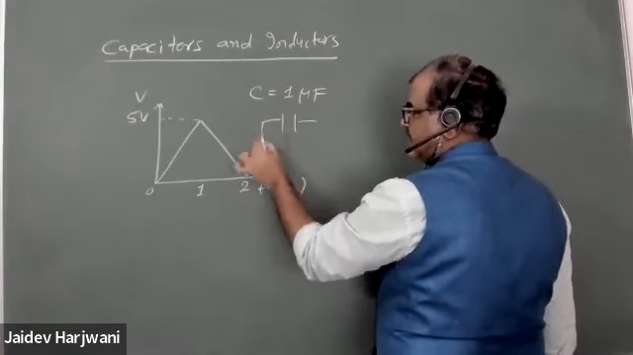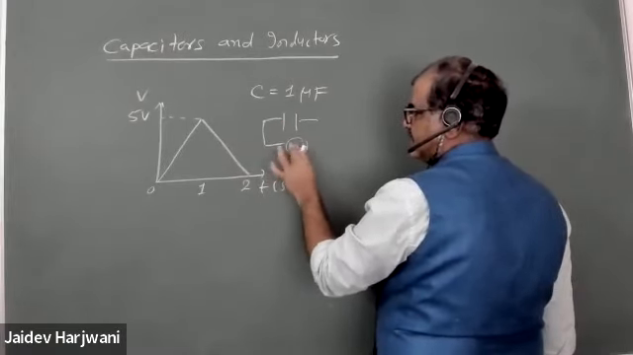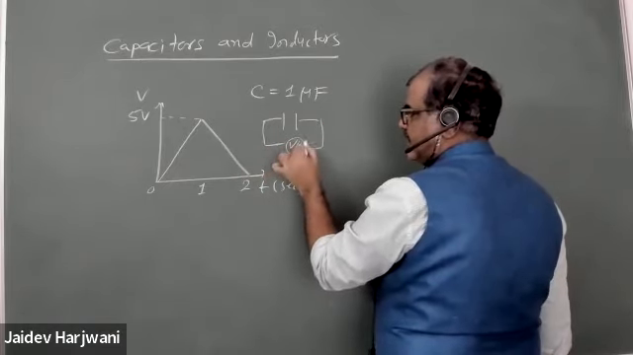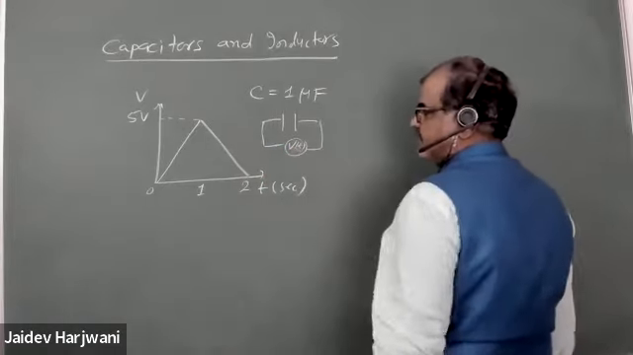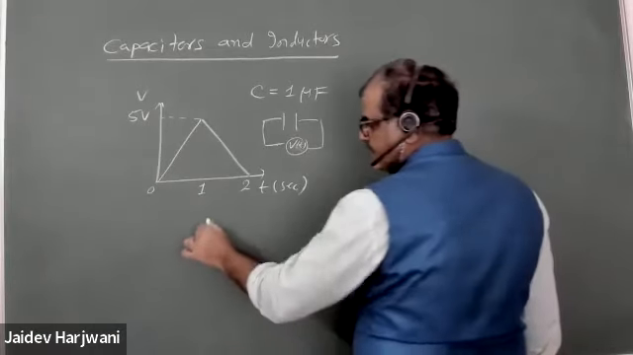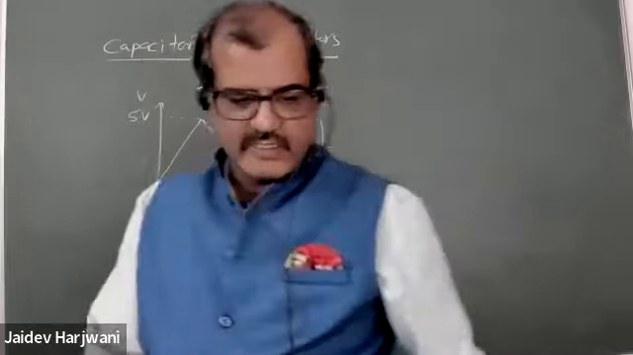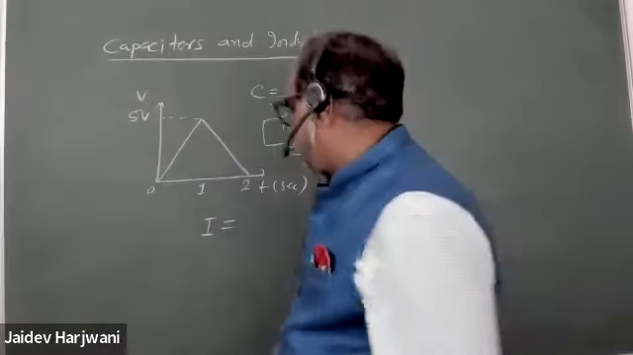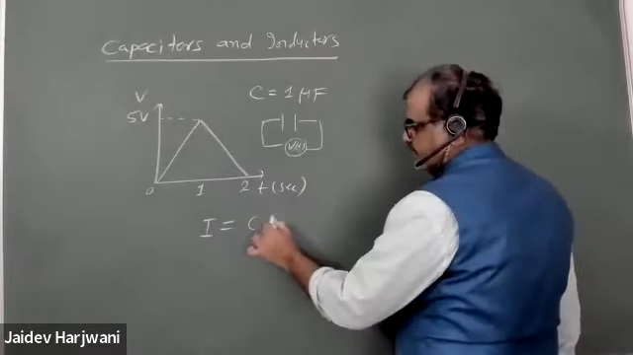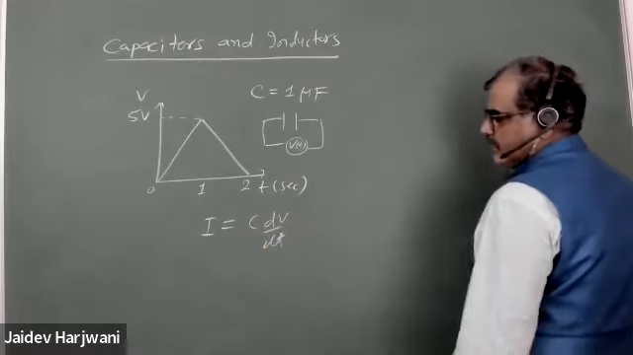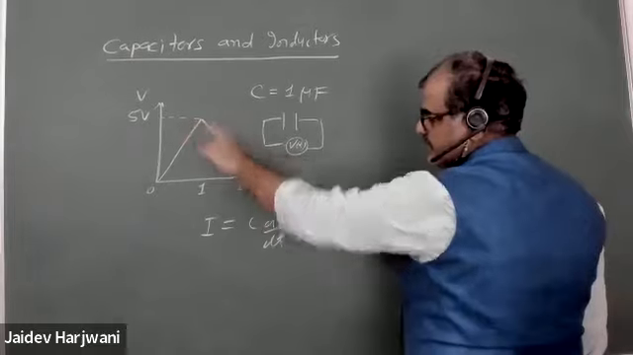And across that capacitor I am applying some voltage V(t). So find the current through the capacitance. If I want to find the current through the capacitance, the formula is C dV by dt, isn't it? Now I should know what is dV by dt for this profile.